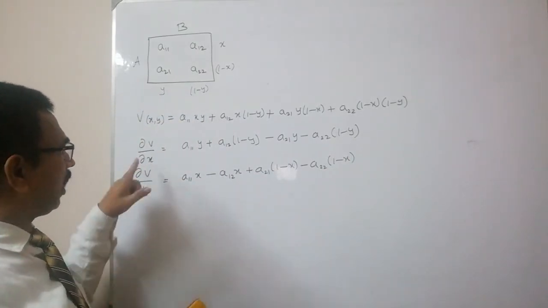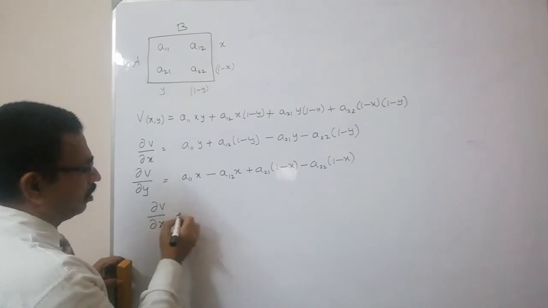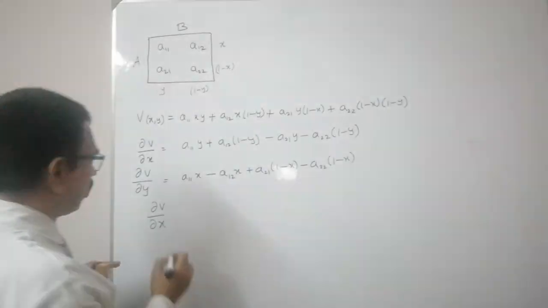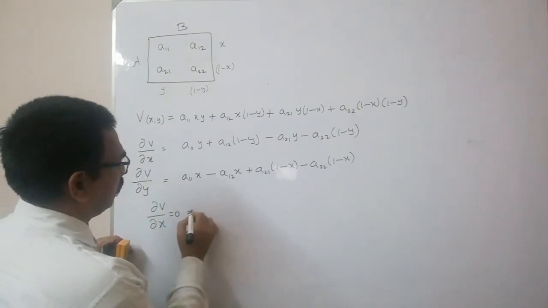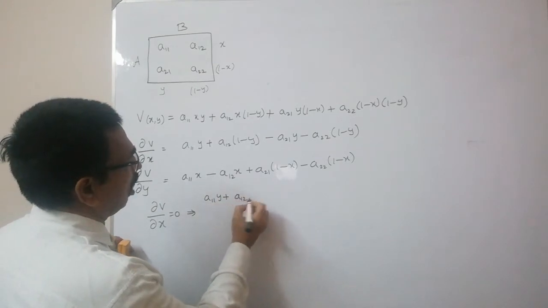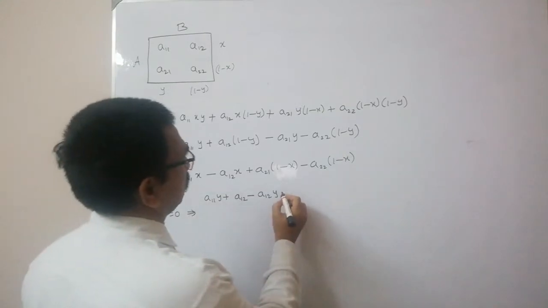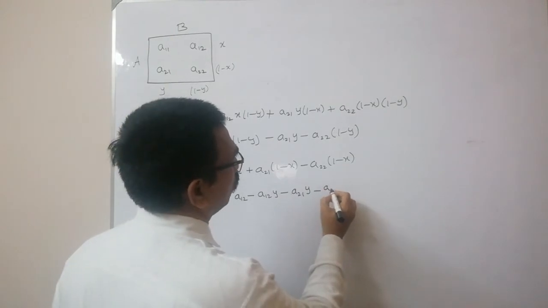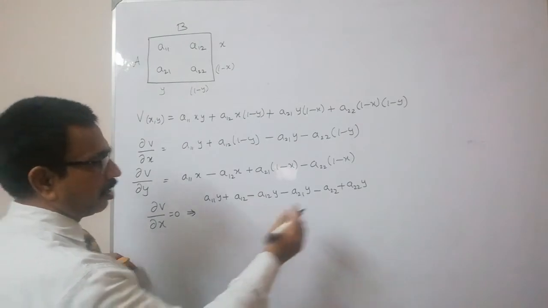Now equating ∂V/∂x and ∂V/∂y to 0. So for ∂V/∂x equal to 0, we have a11 y plus a12 minus a12 y minus a21 y minus a22 plus a22 y. Now rearranging this one equal to 0.